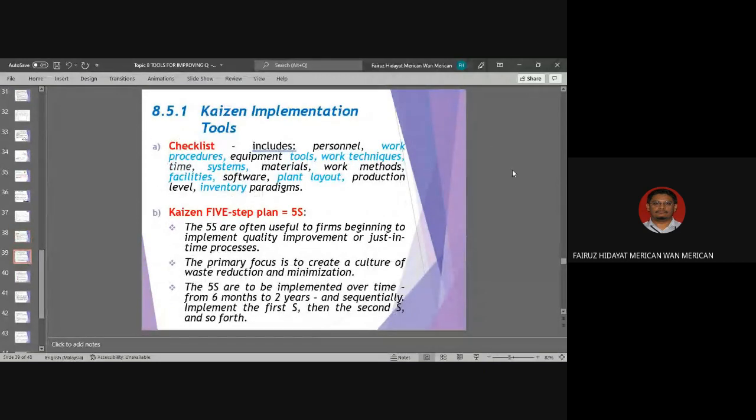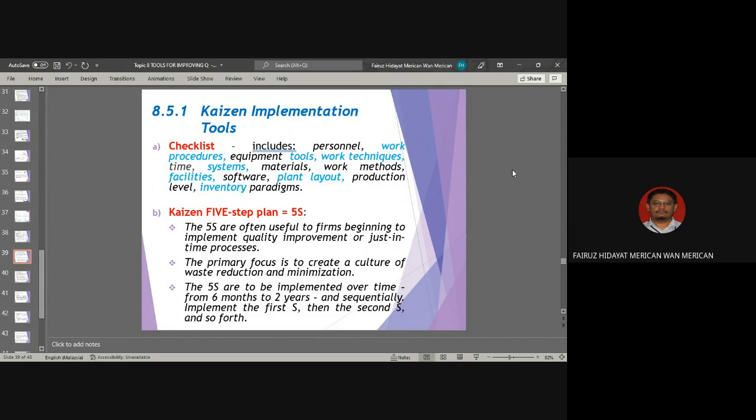So the Kaizen implementation tools. This involves the checklist. The first thing you need to have is a checklist, which includes the different areas that will be used for the continuous improvement: the personnel, meaning the employees or everyone involved in the process, the work procedures, equipment, tools, work techniques. Everything will be included in the checklist.